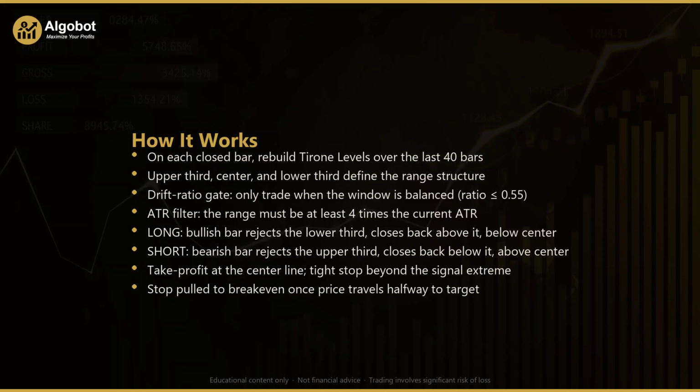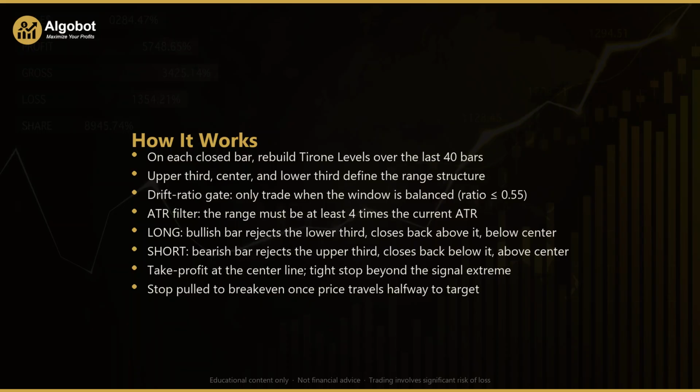Everything happens on the close of each new bar, so the strategy works with completed information rather than reacting to every tick. First, the expert advisor rebuilds its Tirone levels. It scans the last 40 closed bars, finds the highest high and the lowest low, and measures the range between them. The upper third line is placed 1/3 of the range below the high. The lower third line is placed 1/3 of the range above the low, and the center line sits exactly halfway between the high and the low. That center line is the destination for every trade.